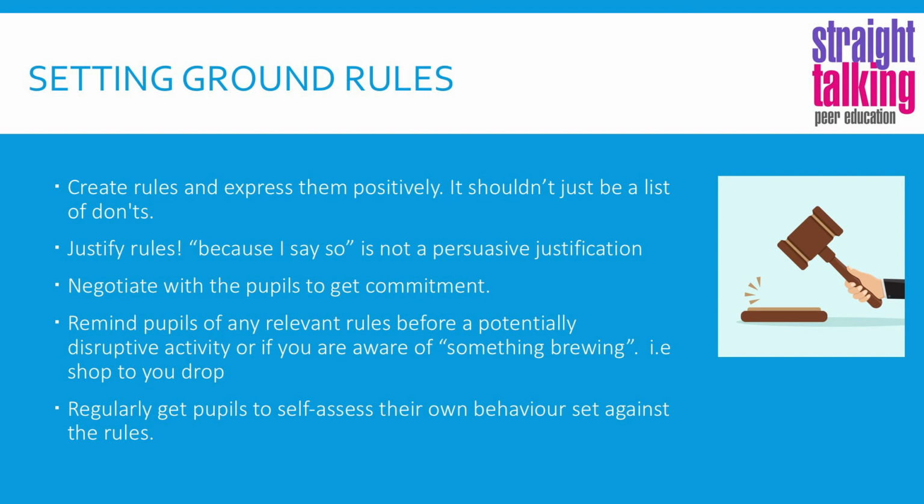So moving back onto ground rules and how you can create them. At the beginning of the session, you speak to the classroom and create the rules together, so it's a team effort. It shouldn't just be a list of do's and don'ts. Justify the rules. "Because I say so" is not persuasive justification. You can remind them at the beginning of the session, we create these rules together. So that's negotiation with the pupils to get their commitment.